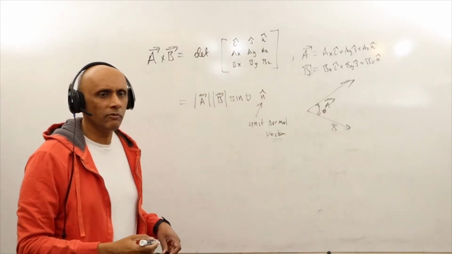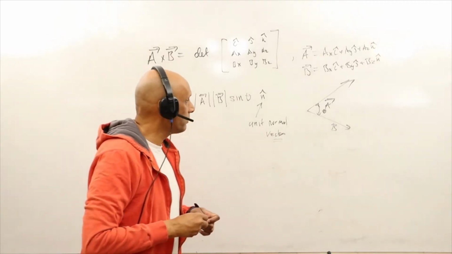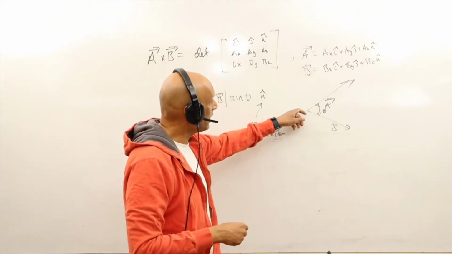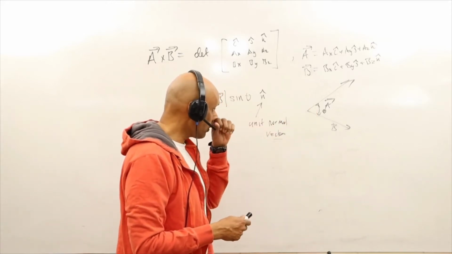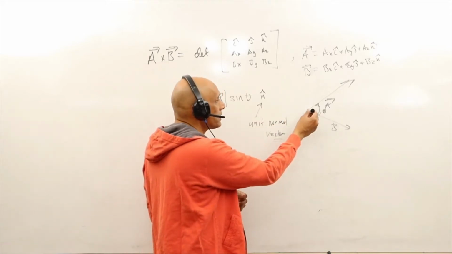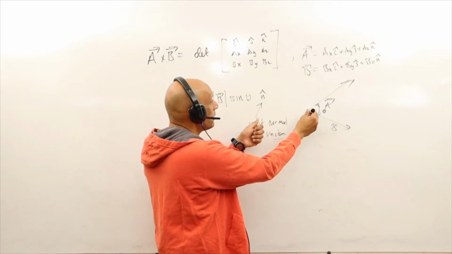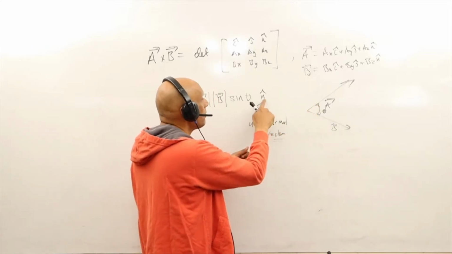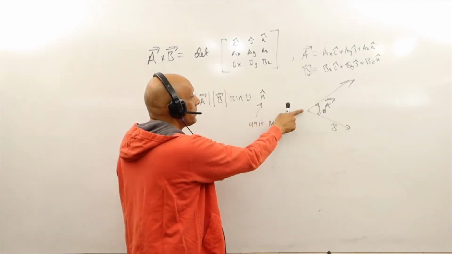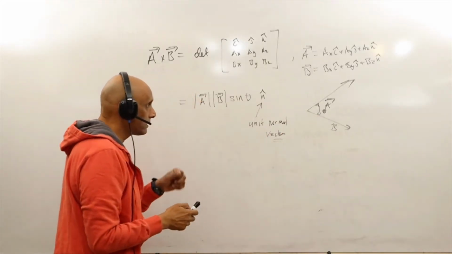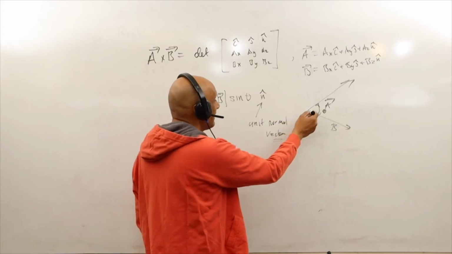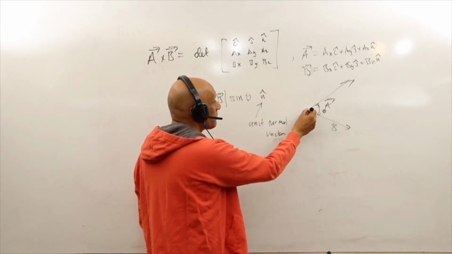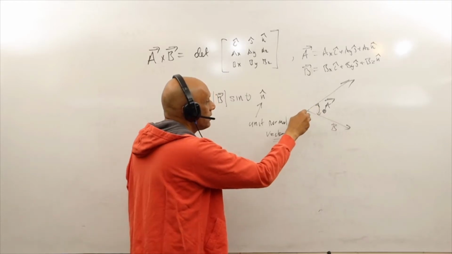So the unit normal vector is perpendicular to both A and B. But if you look at these two vectors, assume that A and B are in the plane of the board. So we have two choices. The normal vector could be coming out of the board or going into the board, because this normal vector is mutually perpendicular to both A and B. We can actually prove that very easily. So it's going into the board or out of the board.